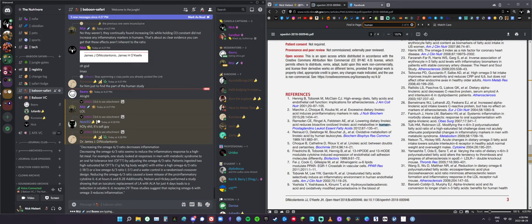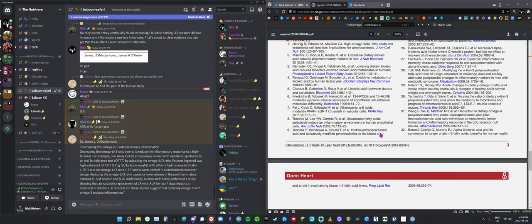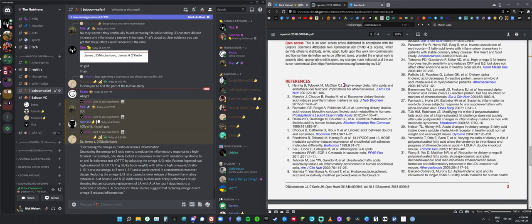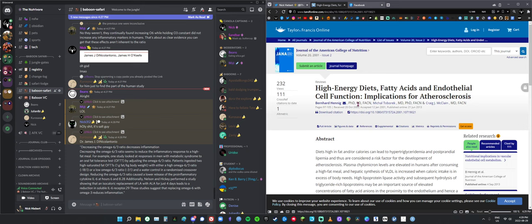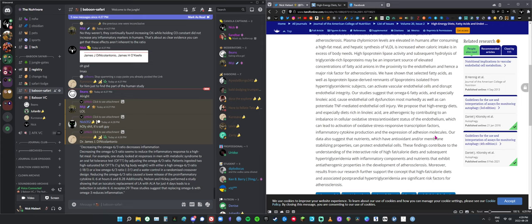We look at the first paper he looks at. The consumption of seed oils is the claim. High in the omega-6 polyunsaturated fat, linoleic acid contributes to low-grade inflammation, oxidative stress, endothelial dysfunction, and atherosclerosis. Okay, we look at the first reference he provides. PubMed. Okay, it's a review too. High energy diet, fatty acids, endothelial cell function, implications for atherosclerosis. Diets high in fat and calories can lead... Okay, this looked only at diets high in fat and calories who correlate with high omega-6 intake.